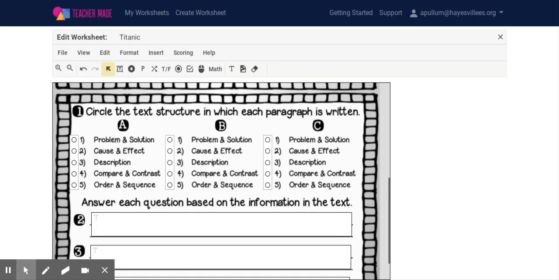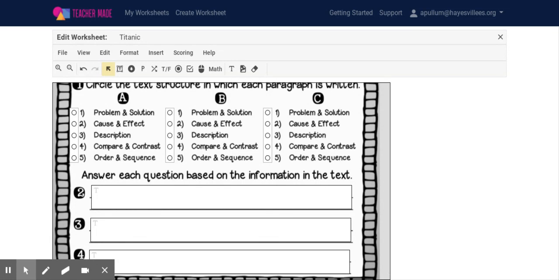So now we're going to come down to paragraph A, and we're going to decide which type of text structure that is. I didn't hear about a problem and a solution. I didn't hear what caused a problem on the Titanic. What I heard was facts about the Titanic. So I would click description.